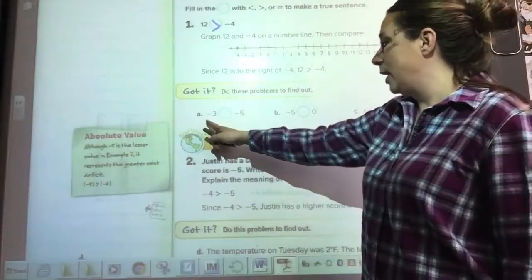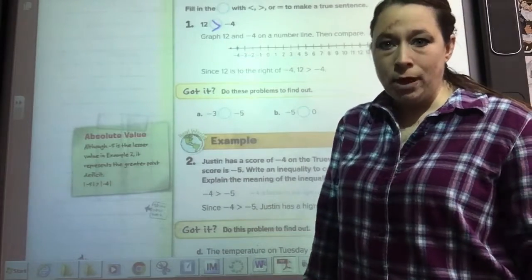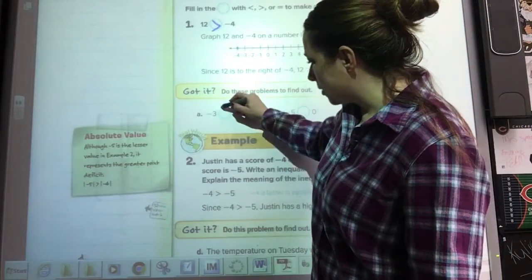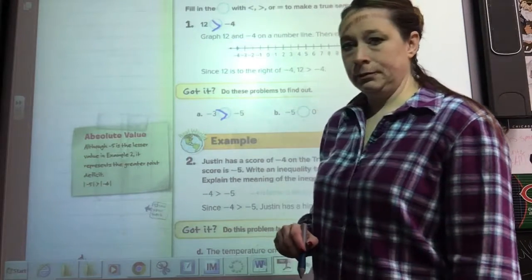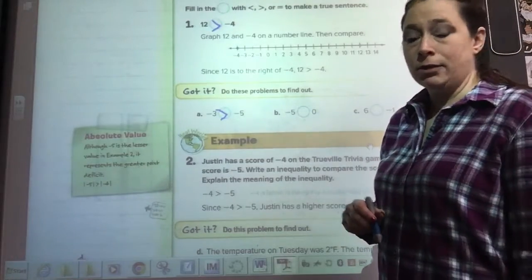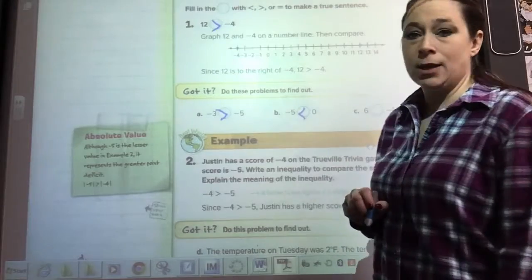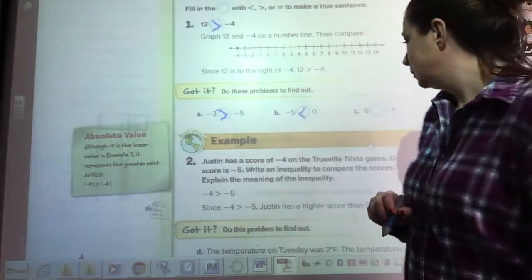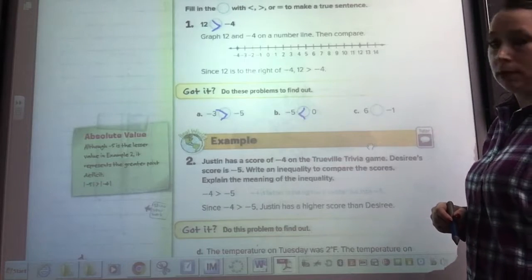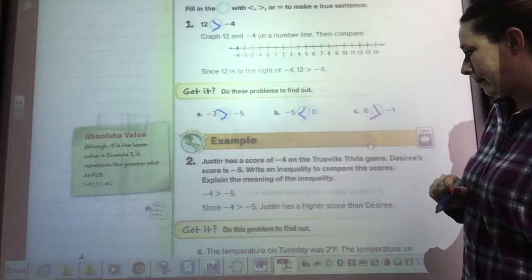Now these are two negatives, -3 and -5. Just think to yourself, would you rather owe $3 or $5? You'd rather owe 3, right? So -3 is actually the greater number. -5 and 0, would you rather owe $5 or have no money? I'd rather have no money too. So 0 is actually greater than -5. 6 and -1, would you rather have $6 or owe $1? Me too, I would rather have $6.